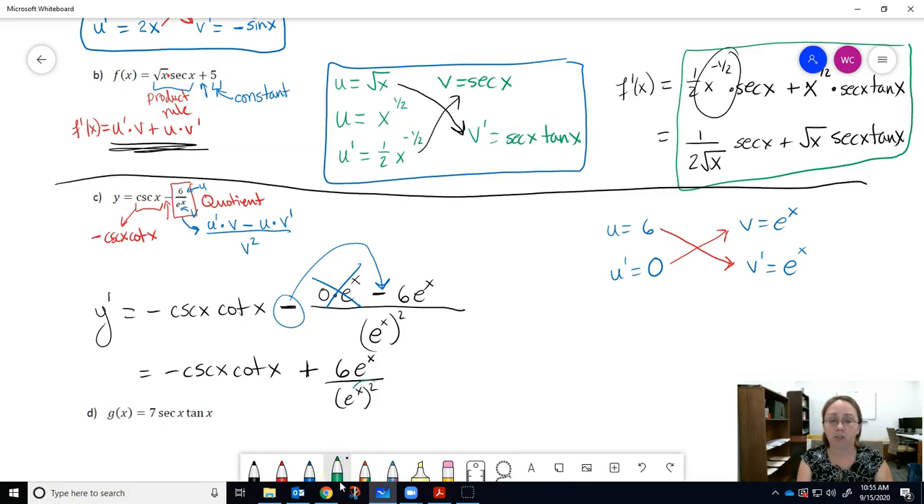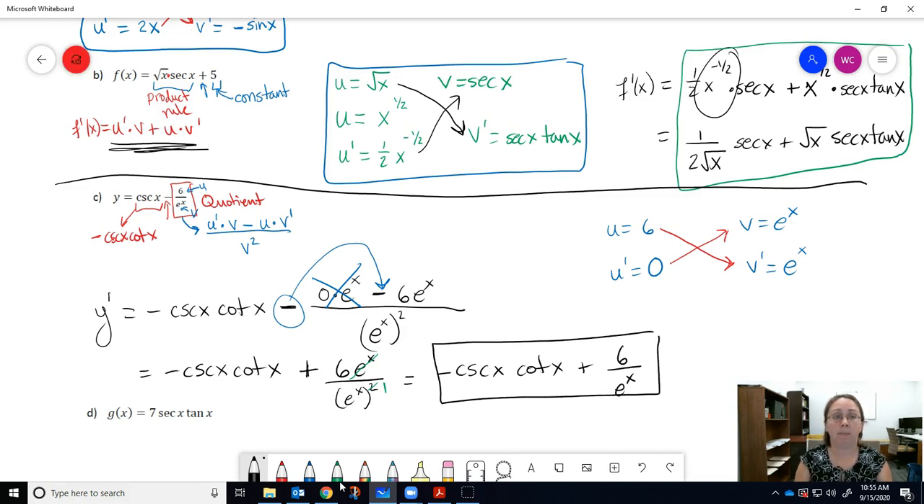Well, technically these two multiply, so you could write 2x, but because I have e to the x on top and bottom, it's actually better for me to cancel. Cancel 1 e to the x on top and 1 of the e to the x on the bottom. So what do you end up with? Negative cosecant of x, cotangent of x, plus 6 over e to the x. This is how I would stop. I would stop right here and write my answer.